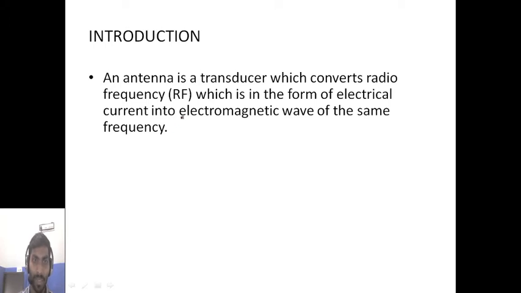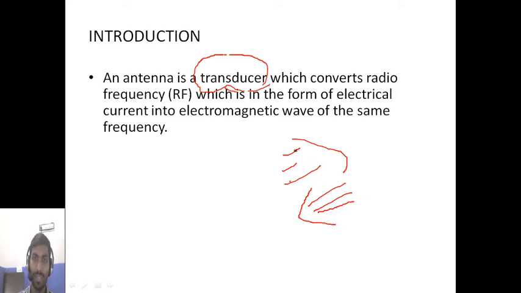Here what I mean to say is an antenna is a transducer. What do you mean by transducer? Firstly, a transducer is a device which can act as both transmitter and receiver. Your transducer sends a signal and at the same time it can receive the signal. So here an antenna can transmit a signal and the same antenna can receive the signal. That is what I mean by using the word transducer here.